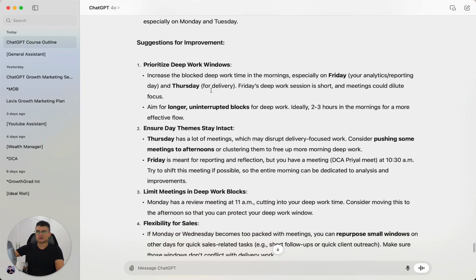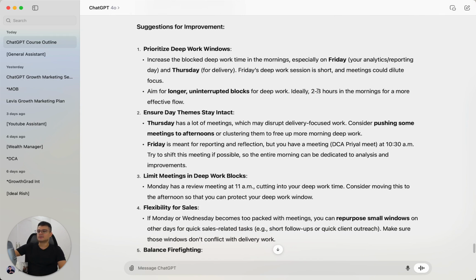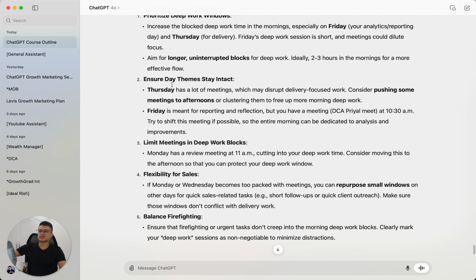So prioritize your windows. You can increase the block of deep work time in the morning so that your meetings are not able to take up your calendar in the first half, especially on Friday, because when you're looking at data, when you're looking at analytics, it sounds ideal when you say, I do analytics on Friday, but if you're meeting someone about something, you're not doing analytics. Maybe it's about analytics, in which case it's different. And it's trying to increase my deep work hours from 2 to 3 hours, which I really like, and ensure the day themes stay intact.